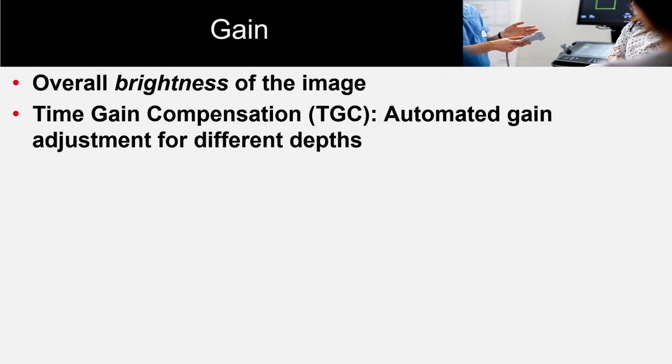After frequency, it's important to understand gain. This is something you do as you're starting to scan. It refers to the overall brightness, and I think because of cell phones, we're familiar with a bright image. If you're trying to brighten up an image, there are controls on the phones that allow us to brighten up that image. TGC, I'll touch on it. It's basically an automated gain adjustment for multiple depths that comes in some of the newer units.